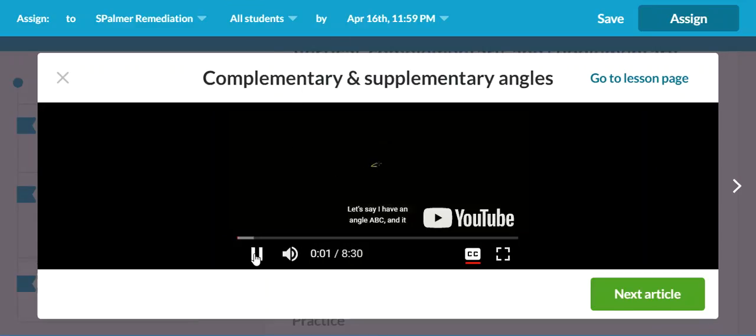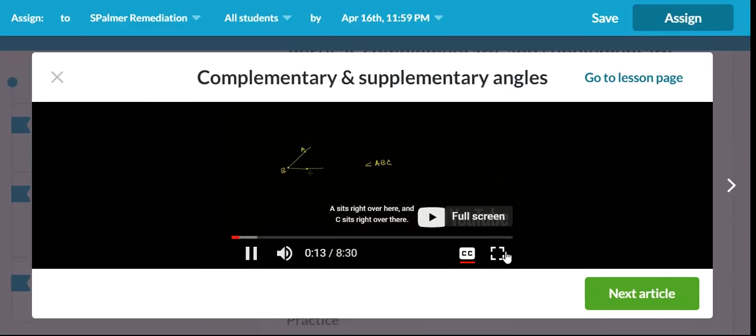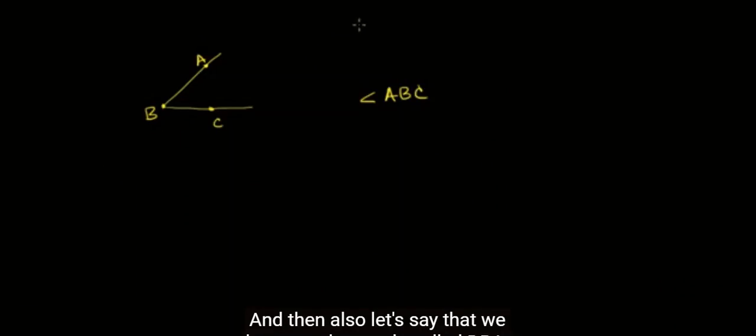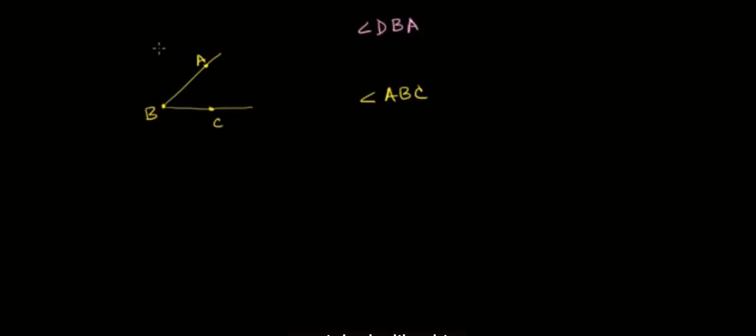Let's say I have an angle ABC, and it looks something like this. So its vertex is going to be at B. Maybe A sits right over here, and C sits right over there. And then also let's say that we have another angle called DBA. I want to have the vertex once again at B. So let's say it looks like this.